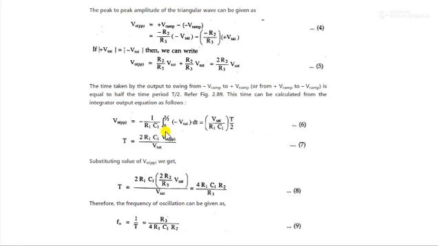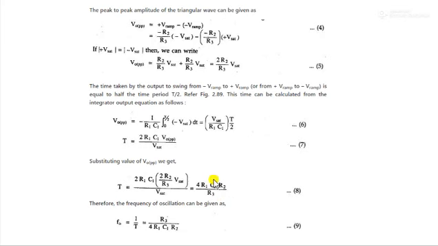So we can substitute the value of V0 peak to peak from equation 5. This is the value of V0 peak to peak. So finally we get 4 R1 C1 R2 divided by R3. The plus V saturation cancels. So this is the time period of the signal.